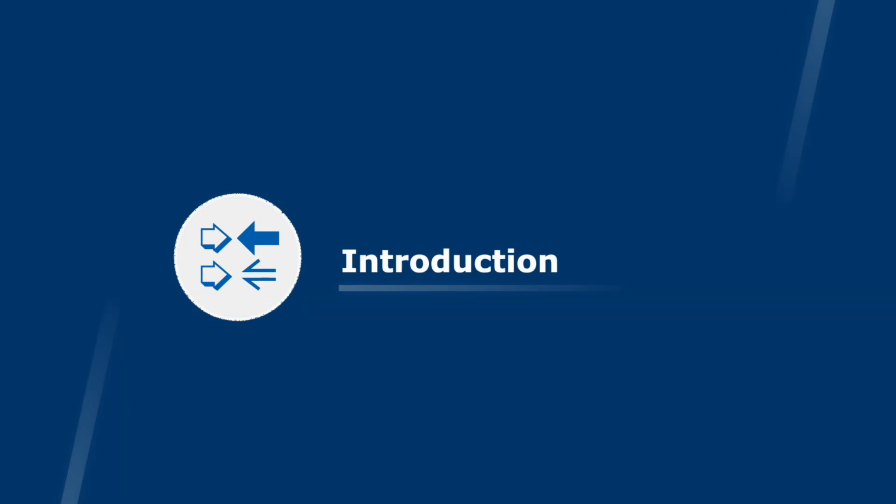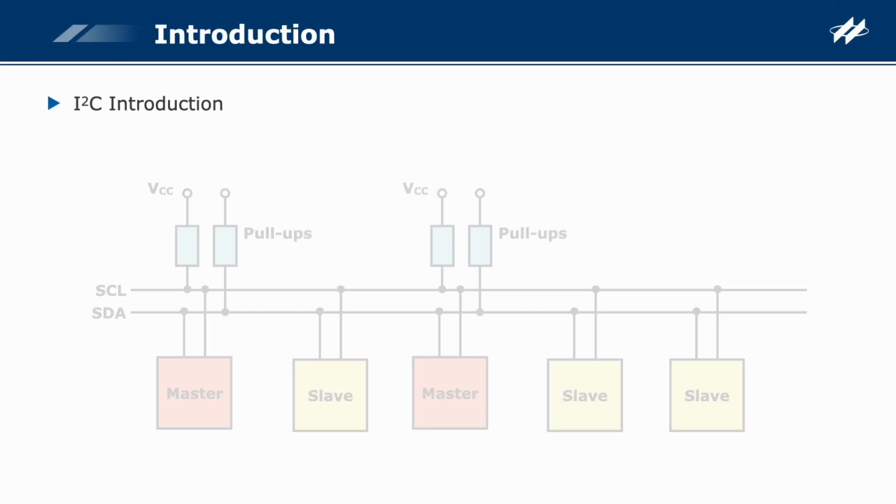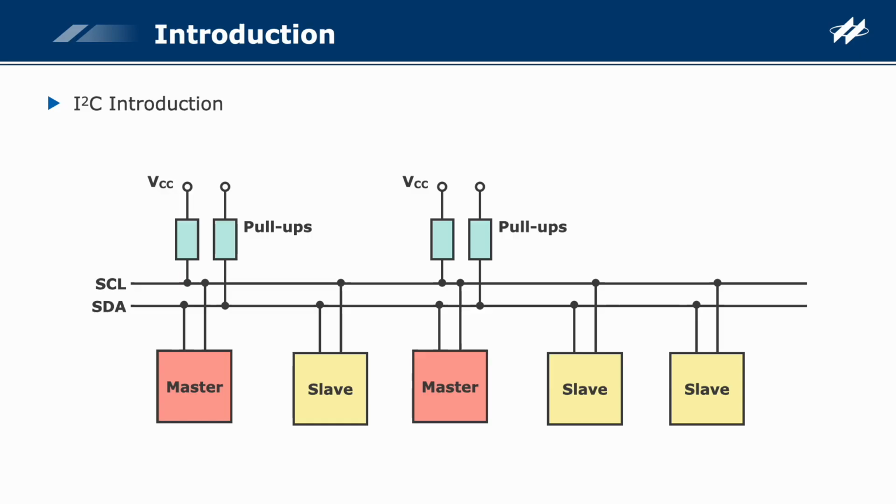Introduction. I²C is a serial communication bus developed by Philips in the 1980s. It is commonly used for transmitting data between microcontrollers and various peripheral devices, such as sensors, displays, and EEPROM.